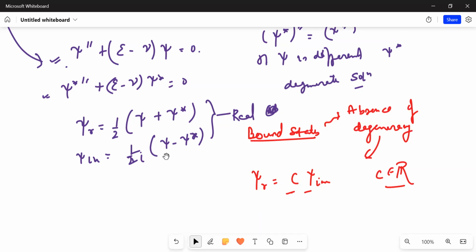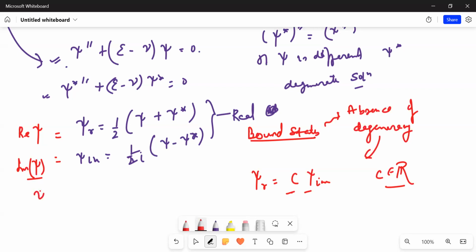Okay, I hope it is clear. And if you just think about it, what is this? This is nothing but the real part of psi, and this is the imaginary part of psi. If you think about it from your complex analysis, you can understand that this is the real part of psi, and this is the imaginary part of psi.